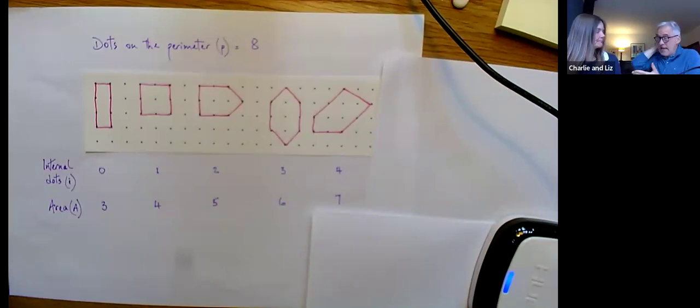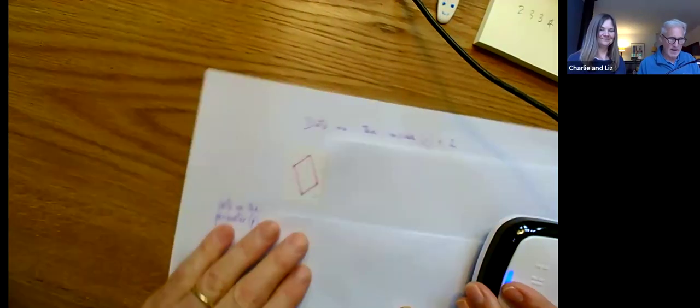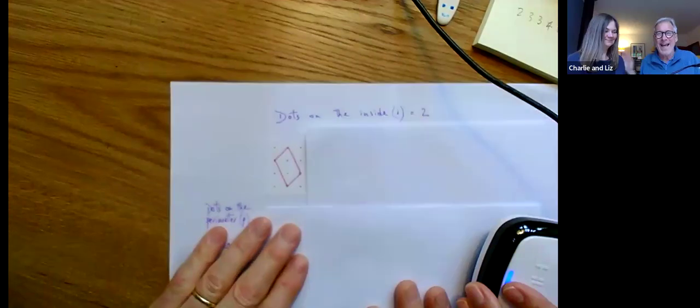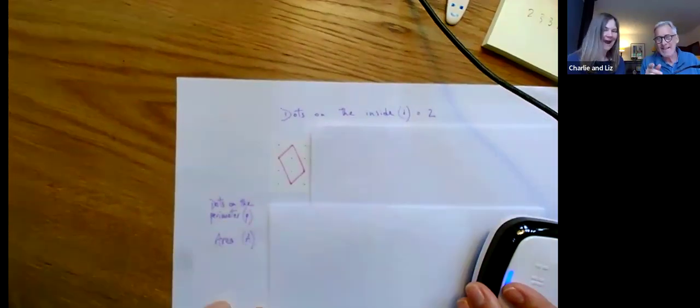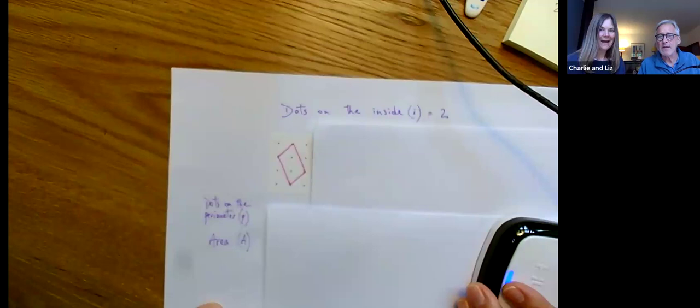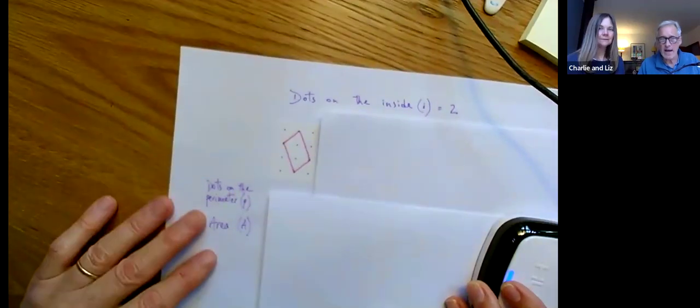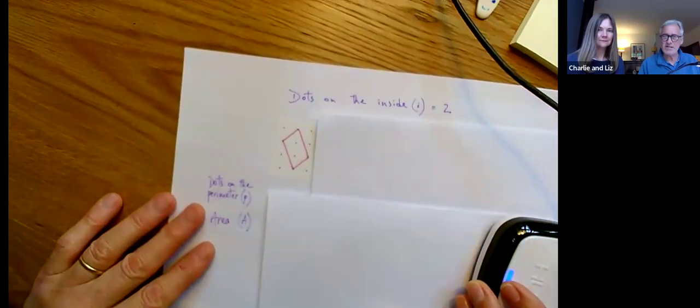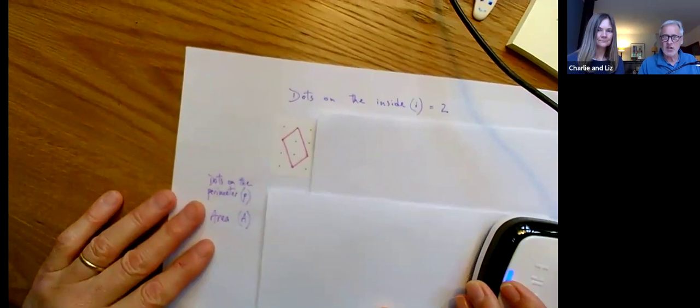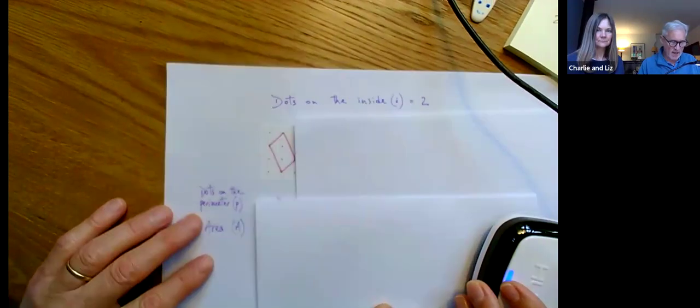And as you said, there isn't just one way of working systematically. No. So we could, for example, what if I keep the number of dots on the inside fixed and just change the number of dots on the perimeter.